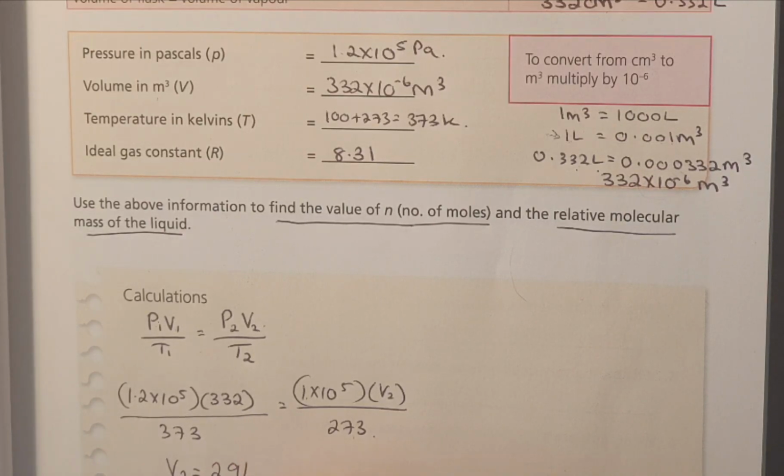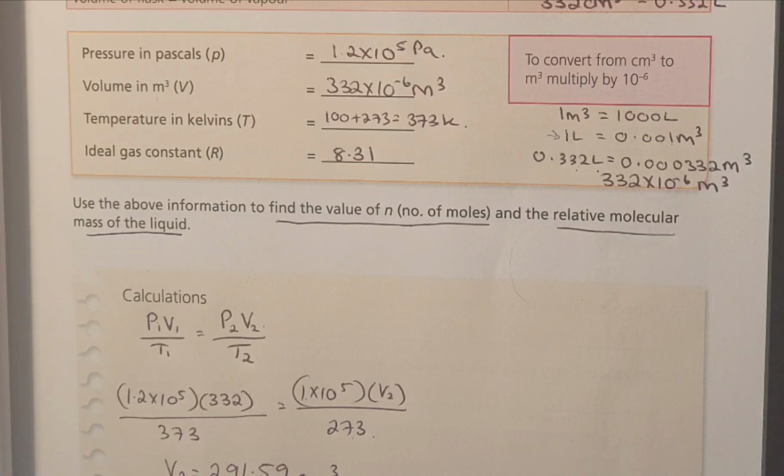is 291.59 centimeters cubed. That makes sense because what we've done, we've gone from 100 degrees Celsius down to 0 degrees Celsius. So there's been a decrease in temperature, which means we'd expect a decrease in the volume as well, because volume and temperature are directly proportional. So that makes sense.